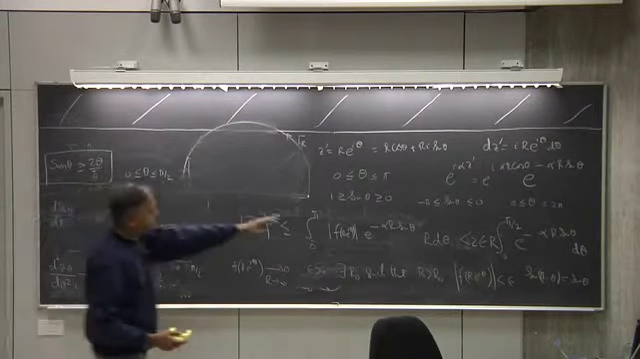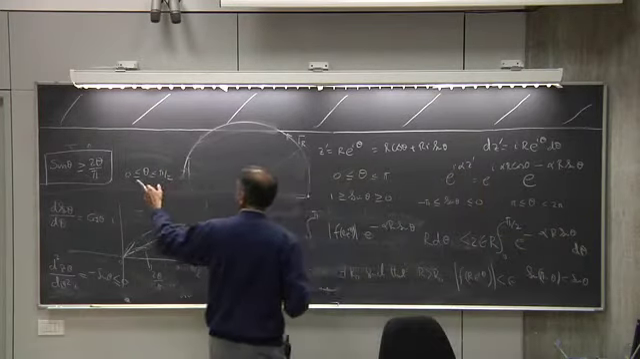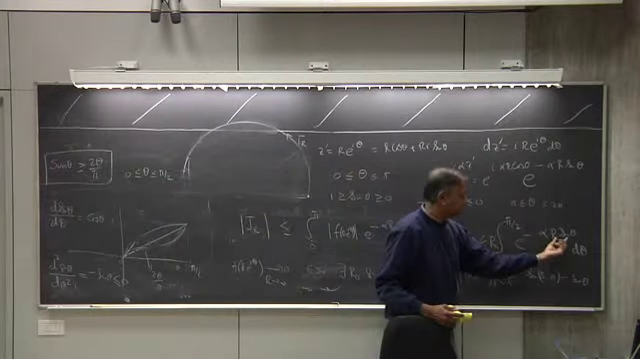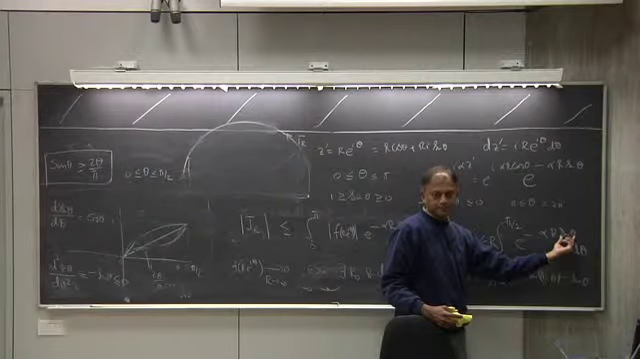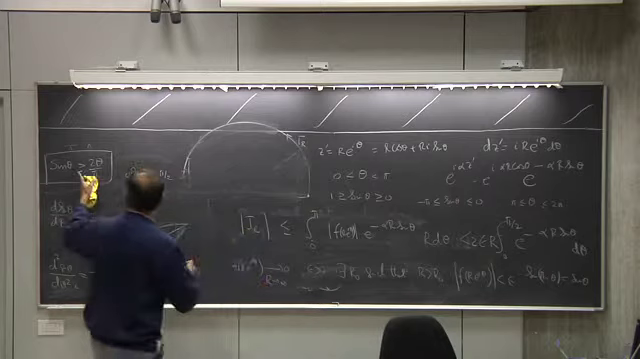Now, let us see what happens here. We are saying sin theta is greater than or equal to 2 theta by pi. So if I replace this by 2 theta divided by pi, I am saying this is true.